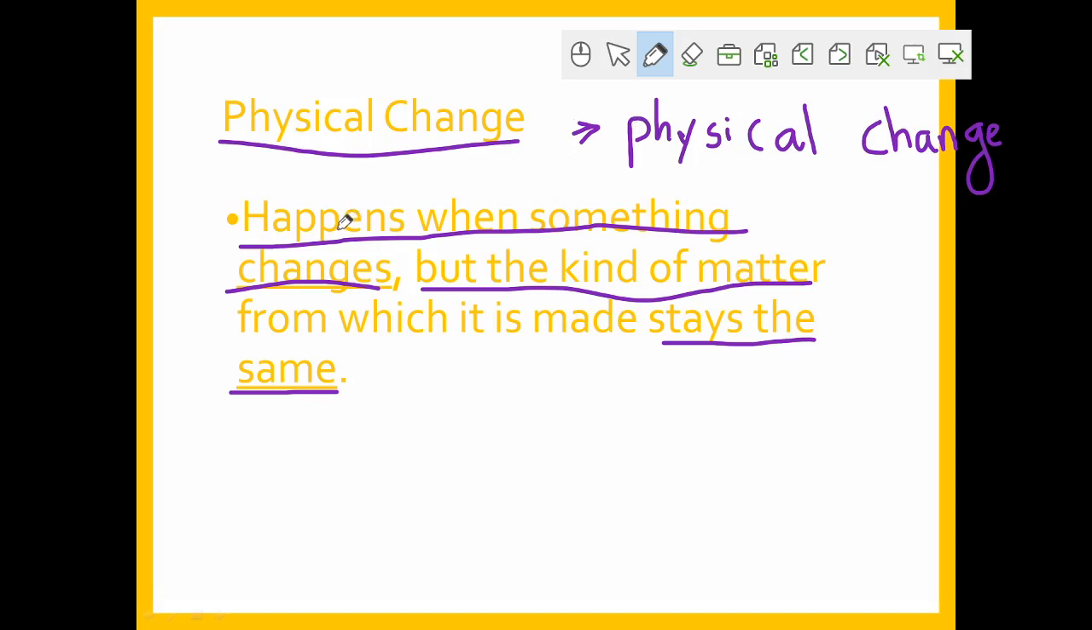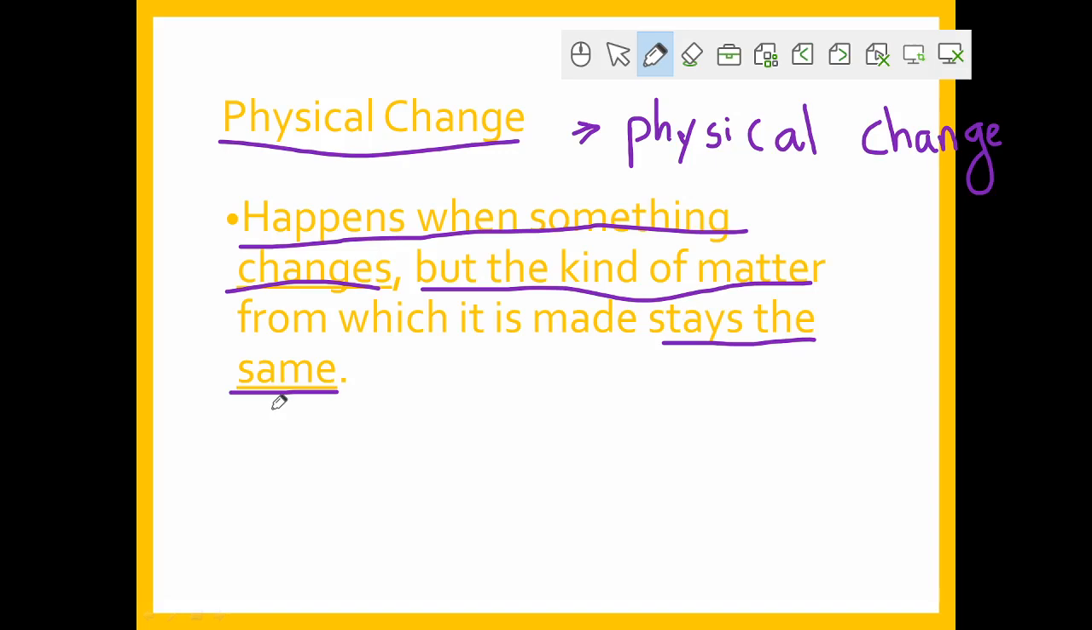Physical change happens when something changes, but the kind of matter stays the same. Yalla, look, all of you, close your eyes and let's sing the song.